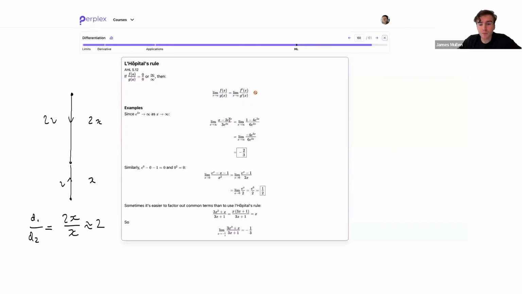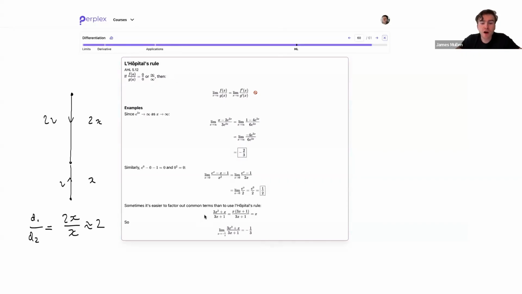I get (e^x minus 1) divided by 2x. I'm going to have to do that again, because if I plug in 0, I get 1 minus 1, which is 0 over 0. So I apply L'Hopital's rule a second time, and I get e^x over 2. And that simplifies to e to the 0 over 2, which is just 1 over 2.